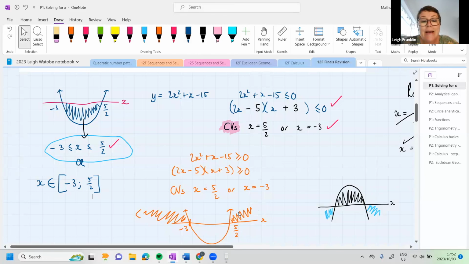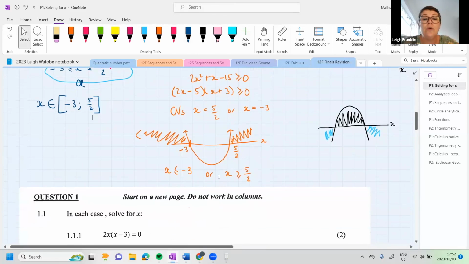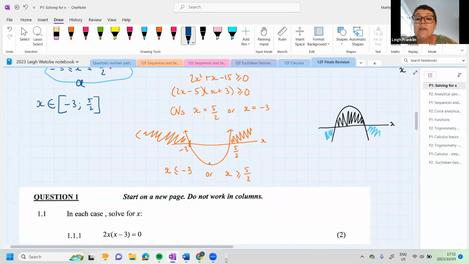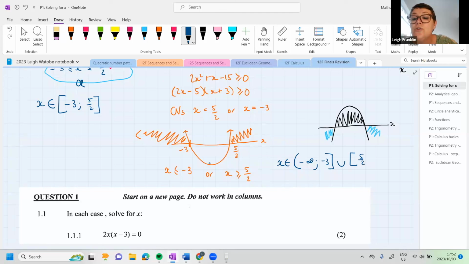Here you'd have to do a union of sets. So as you were saying, Nolwazi, you would go x is an element of, round bracket, negative infinity up to -3, square bracket, union, square bracket, 5/2 up to positive infinity, round bracket. Okay, so it means the same thing. It's just a different way of setting it out.